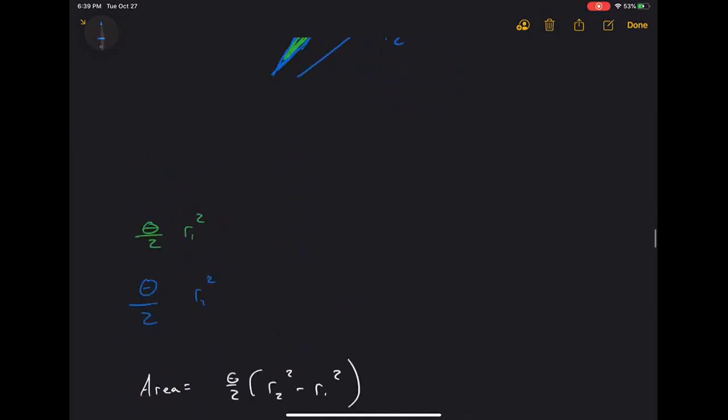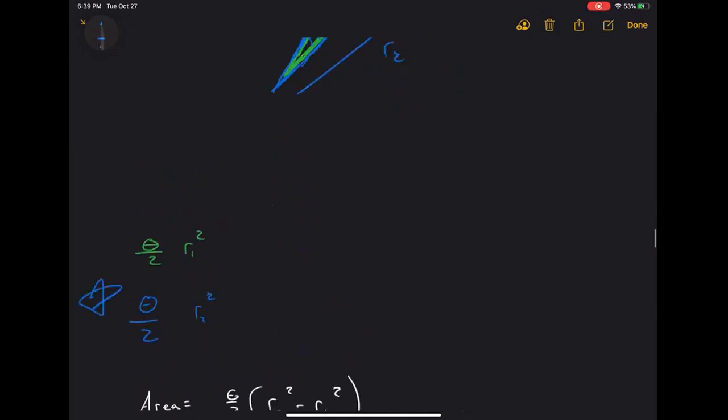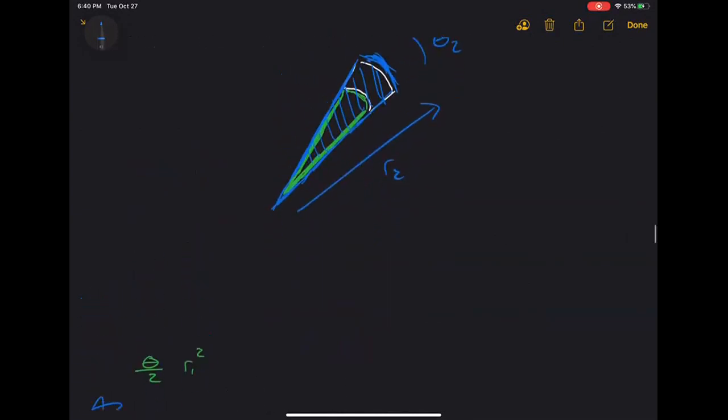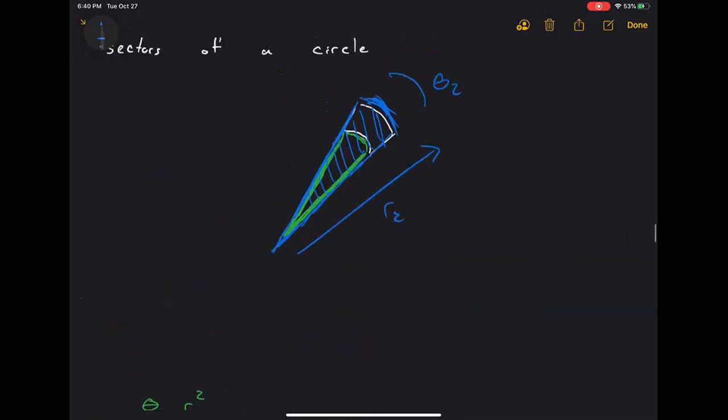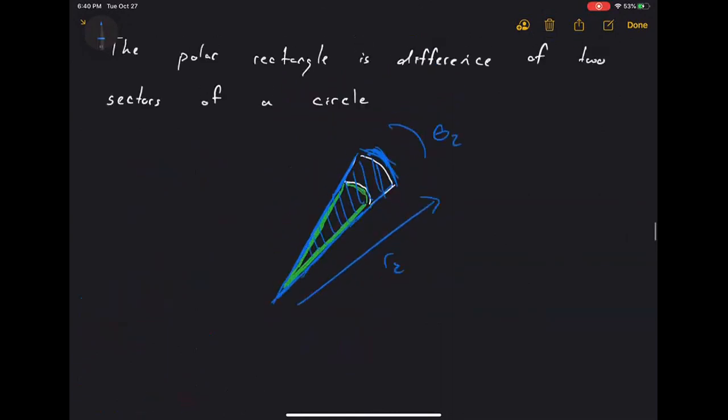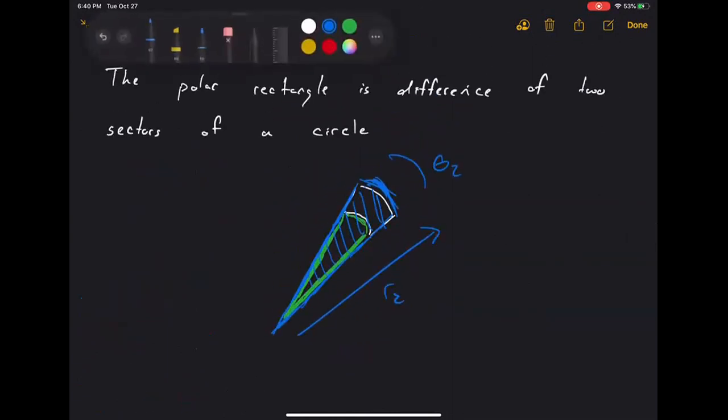That gives us the area of our blue sector. Then if I subtract away the green sector, I should just be left with the area of the white region, right? So what's the area of the white region? Well, I have radius 1 and then theta 1 here, okay?